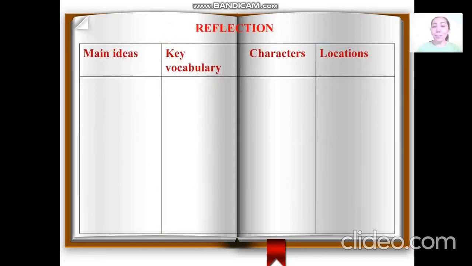Okay, and the last task for you is for reflection. You have to write down in your copybook this table and here on the first line you have to write the main ideas of the text. So key vocabulary, characters, and the location. So if you understand the text well, it will be very easy for you to complete this table.